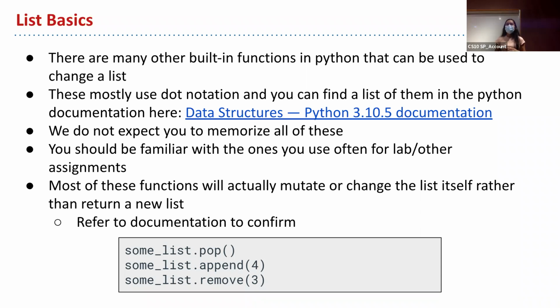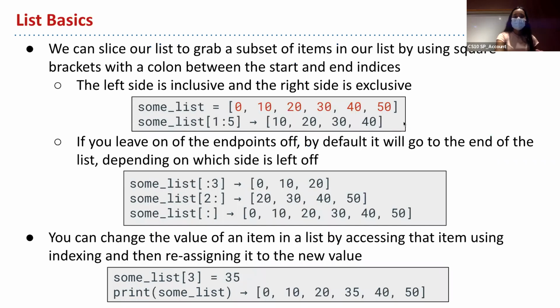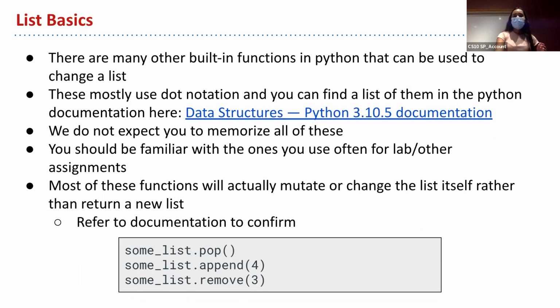Most of these functions, and this is really important, are going to actually mutate or change the list itself rather than returning a new list. So if we go back on this slide, when we grab 2 colon, then we're getting index 2 till the end of the list. This is actually returning kind of a copy of that list. It's returning a new list between these indexes that we gave it. And when you do dot pop or dot append or dot remove, this is actually going to change the list itself. On Monday's lecture, we're going to go a lot more in depth about what it means to change the list. But essentially, if you do some list dot remove 3, this is going to remove index 3 from our list.